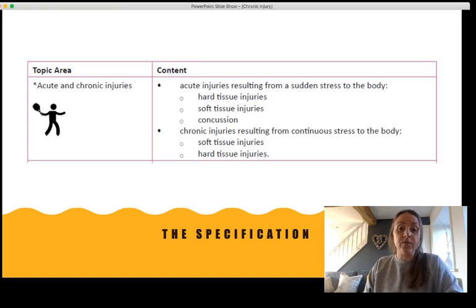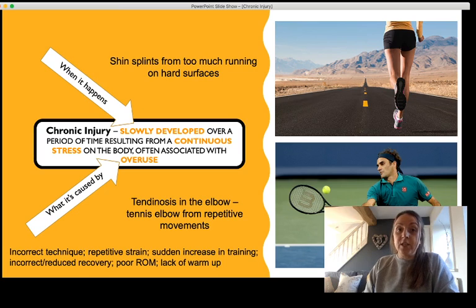Those are injuries that result from continuous stress on the body, and we're going to have a look at soft tissue injuries and hard tissue injuries. So chronic injury definition, really important. A chronic injury is a slowly developed injury. It's slowly developed over a period of time, resulting from continuous stress on the body. It's often associated with overuse.